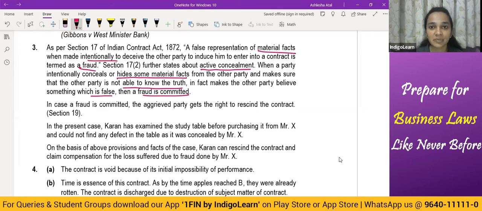So when fraud is committed, the aggrieved party gets a right to rescind the contract. And in the present case, Karan has examined the study table before purchasing it, but he could not find any defect because it was concealed by Mr. X. So as we've discussed, there was an intentional concealment done by Mr. X. So in this situation, Karan can rescind the contract and claim compensation for the loss suffered due to the fraud done by Mr. X. So again, a very simple and a very easy question. Let's move on to the next question.